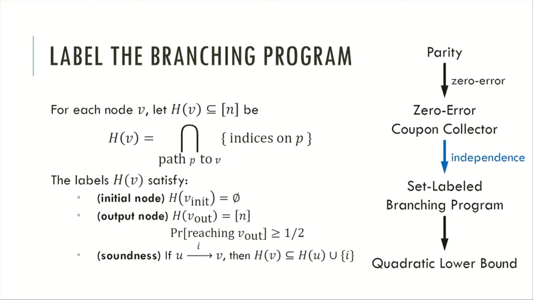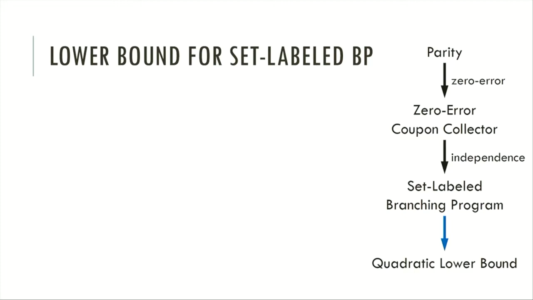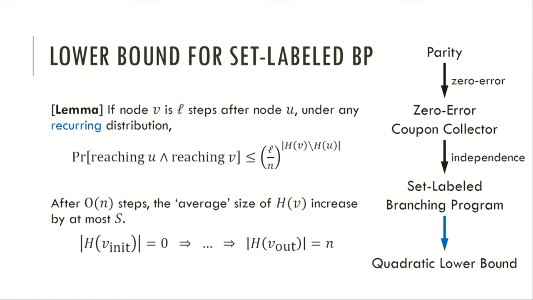Now, what's left is to prove that such a branching program with labels satisfying the above properties has to have a quadratic trade-off between time and space. I will not go into the details, but what's interesting is that this step does not require the independent distribution over the indices. It also works for recurring distributions.